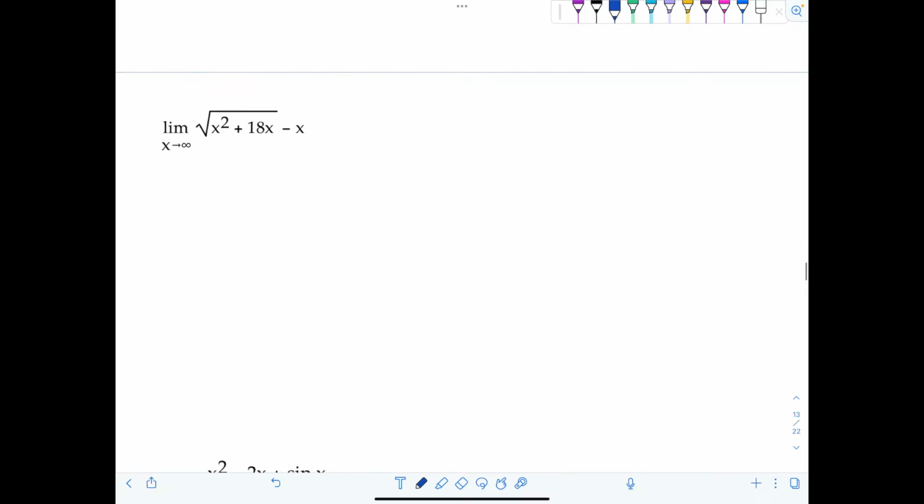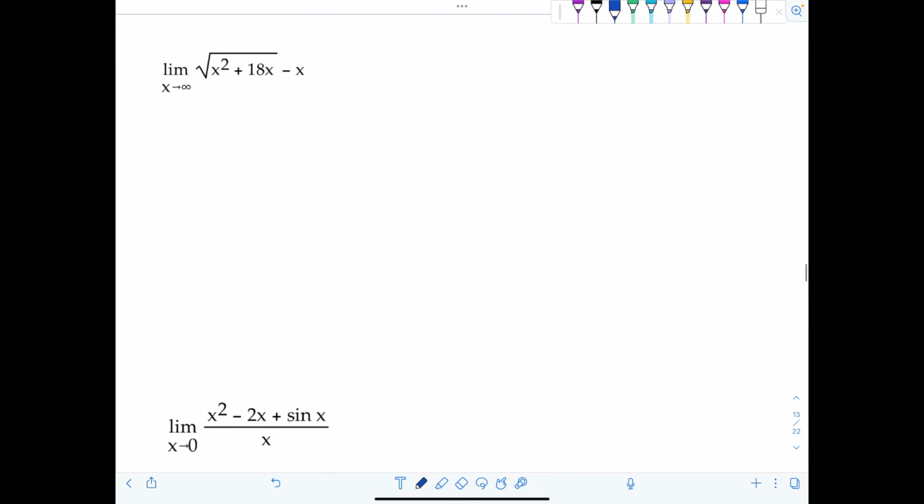Okay, here's another lovely one. We have the limit as x approaches infinity of the square root of x squared plus 18x, excuse me, minus x. So let's see, as x goes to infinity, everything here in this first term is approaching infinity, minus, x is also going to infinity. Why did I say uh-oh? Because infinity minus infinity is an indeterminate form.